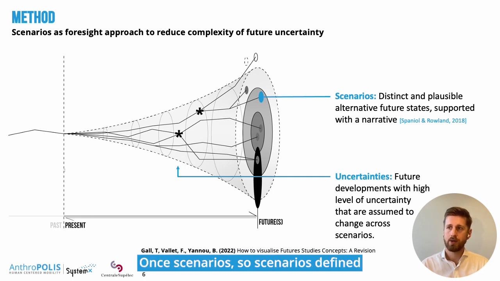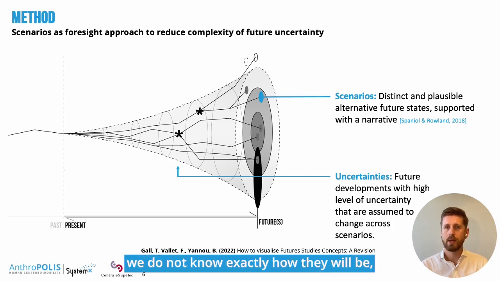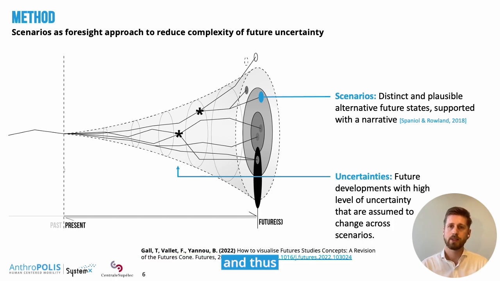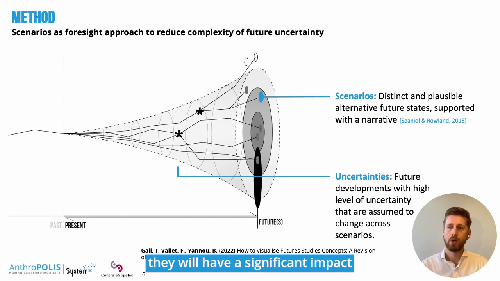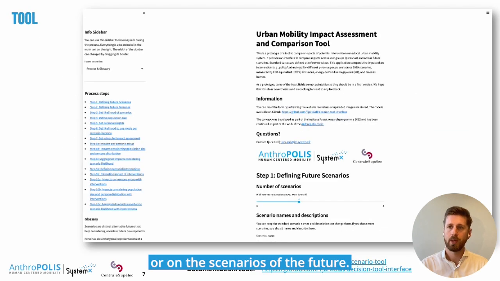One is scenarios, defined as distinct, plausible alternative future states, which are not just a numeric description, but also have a narrative. And secondly, uncertainties, which are anticipated future developments which, however, we do not know exactly how they will be, and thus they will have a significant impact on the futures or on the scenarios of the future.